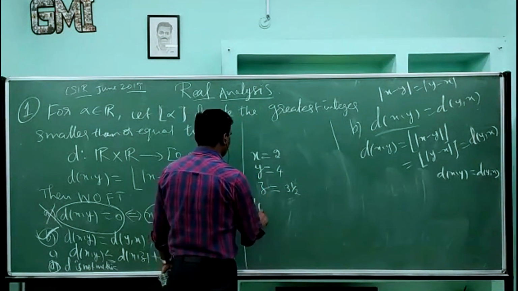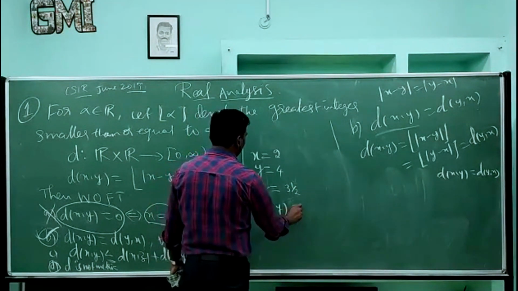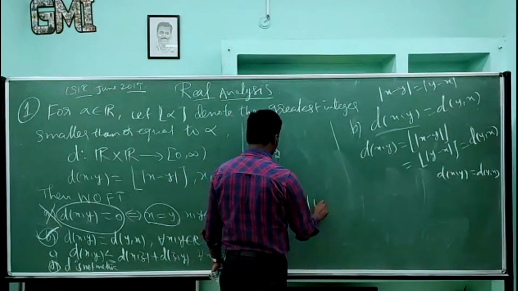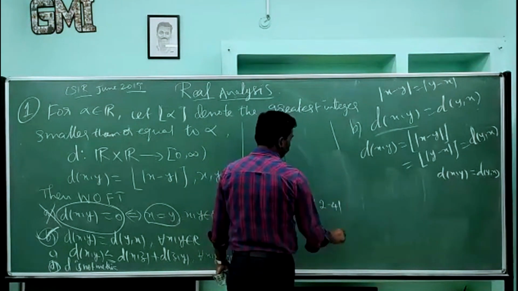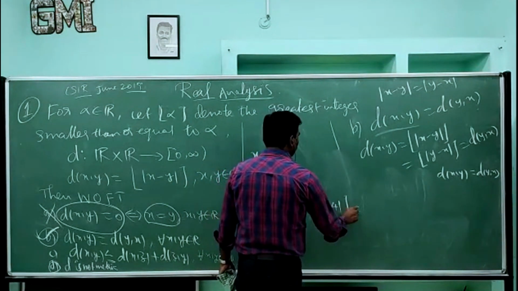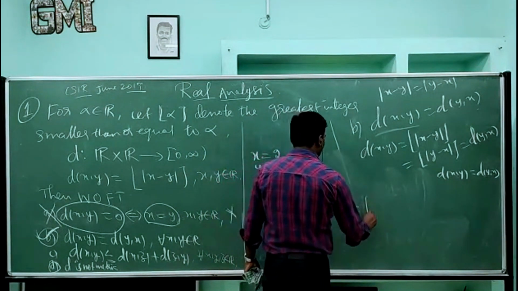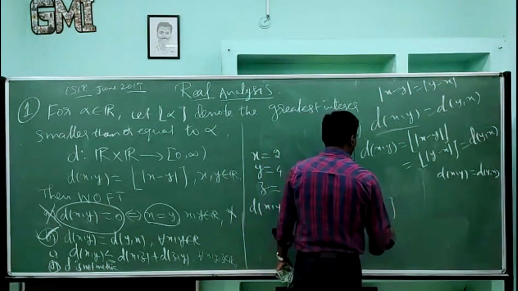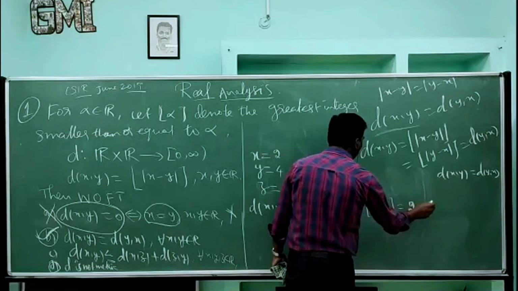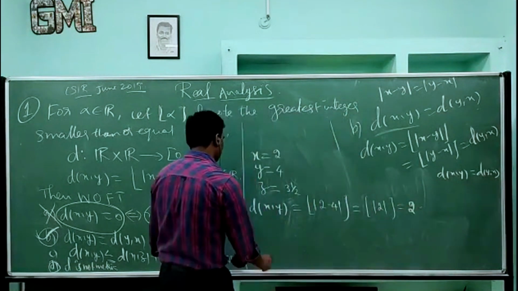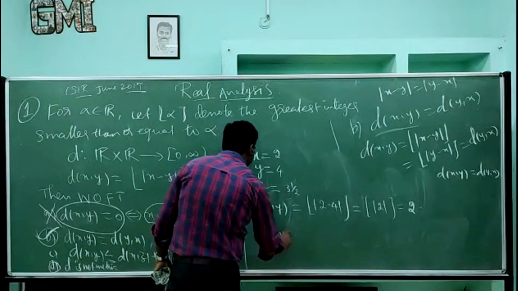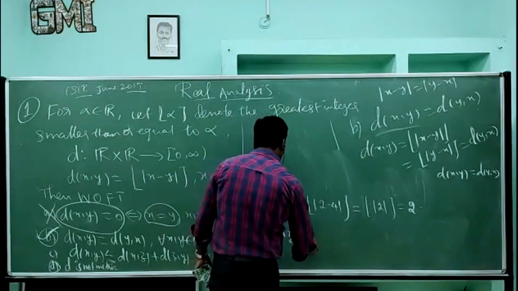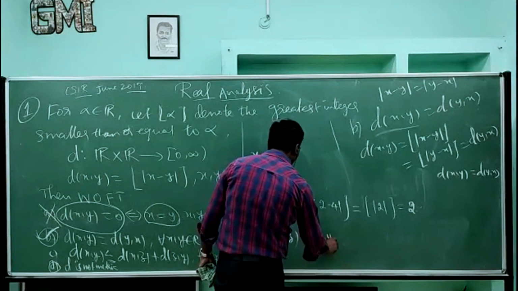Okay. d of x comma y, what is that? Greatest integer of modulus of 2 minus 4, which is equal to the greatest integer of modulus of 2, and the greatest integer of 2 is 2 only. That is one side. What about d of x comma z plus d of z comma y?